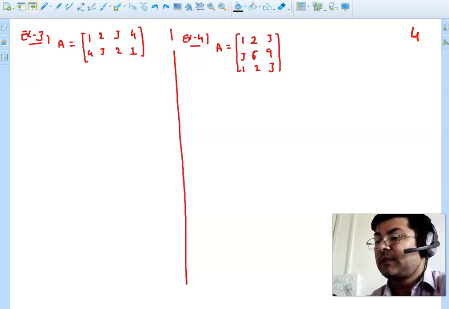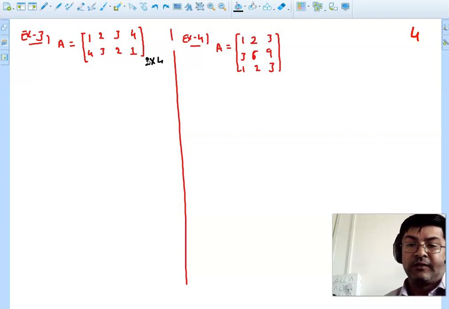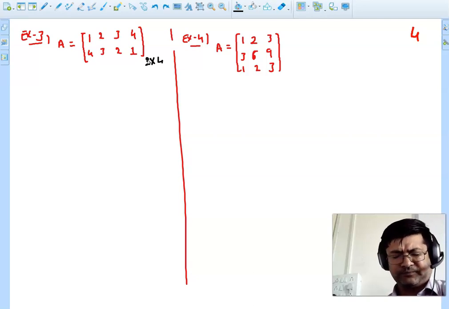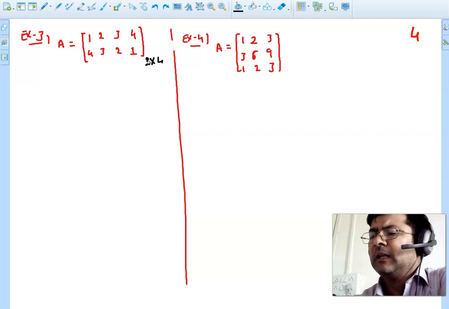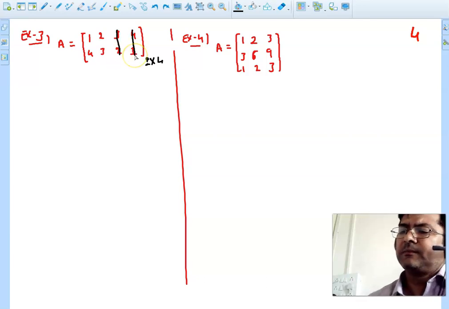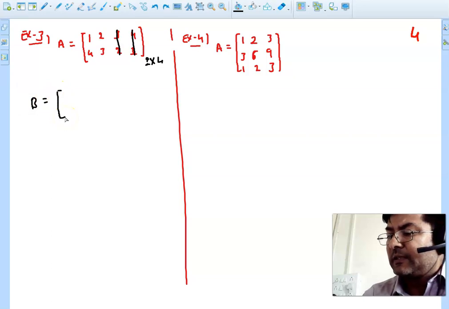Obviously, this is a matrix of the order 2 by 4. This is not a square matrix, yes or no, and therefore we need to first find out the square matrix by deleting some rows or columns or both. So here, by eliminating the third and the fourth column, I can get a square submatrix. Let B be the square submatrix obtained by deleting the third and the fourth column. So we have entries 1 2 4 3.